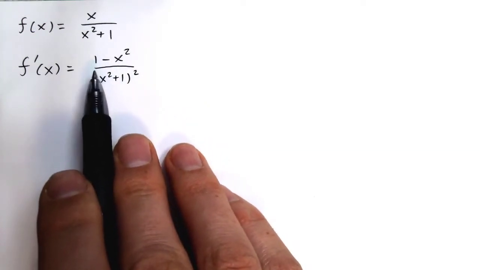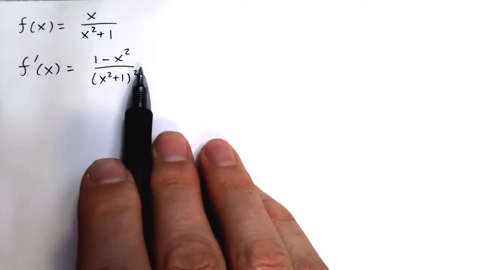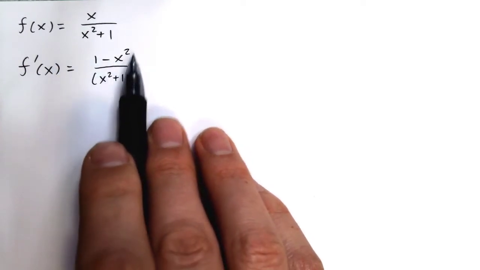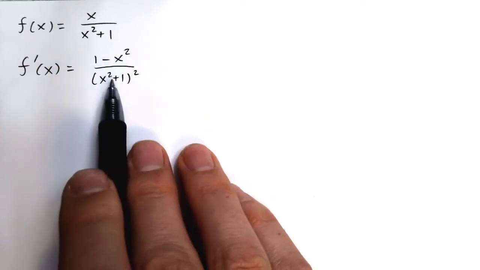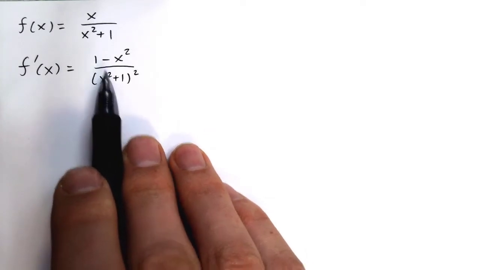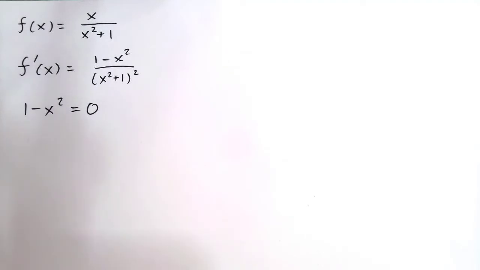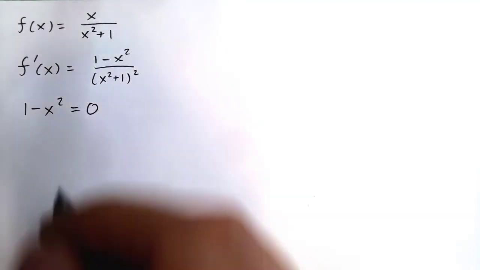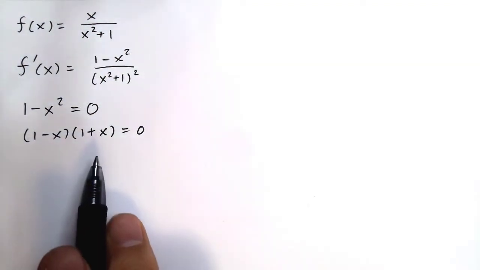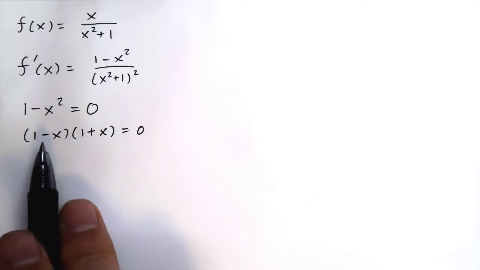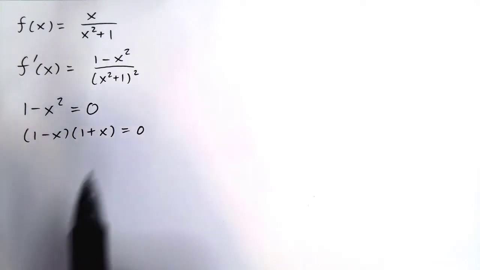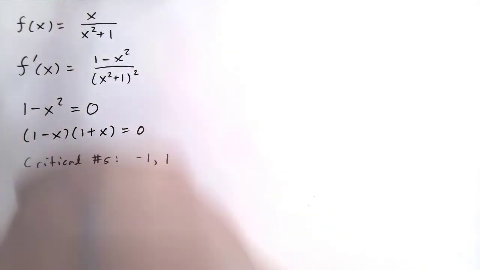All we really have to worry about is where the derivative is equal to 0, and that can only happen when the numerator is equal to 0. You can't divide by something non-zero and get something 0. So the only way you can get 0 is if the numerator is 0. Okay, and just like in the last video, we factor this to solve it. And we see there are two solutions. There's x equals 1 and x equals -1. Those are our critical numbers.